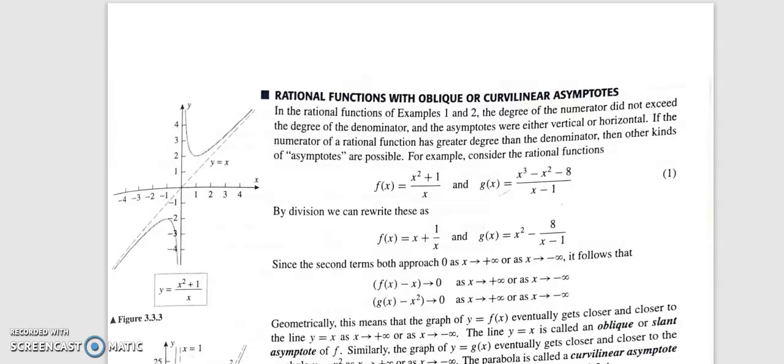Good morning all. So in today's class we will look at what are called oblique and curvilinear asymptotes, and we will look at what are called cusps. So we will see the next type of functions.